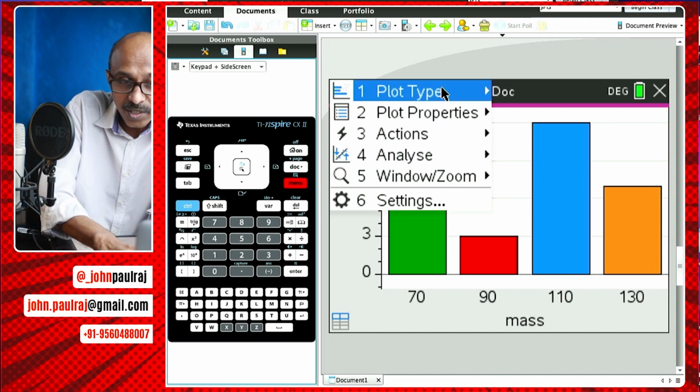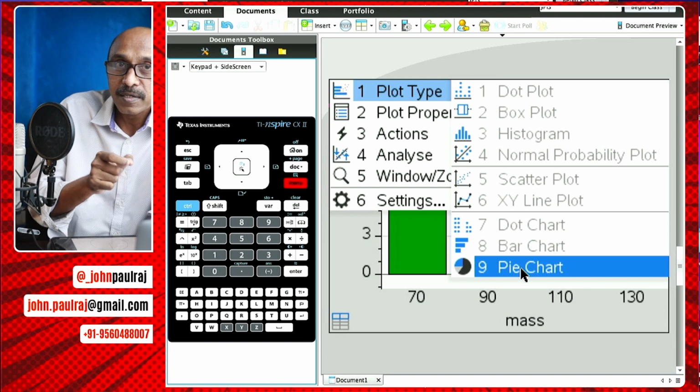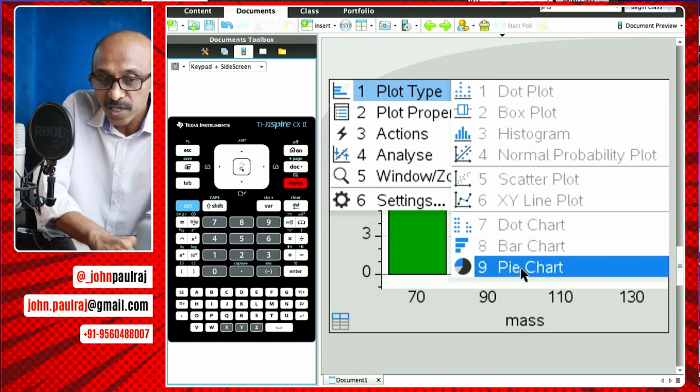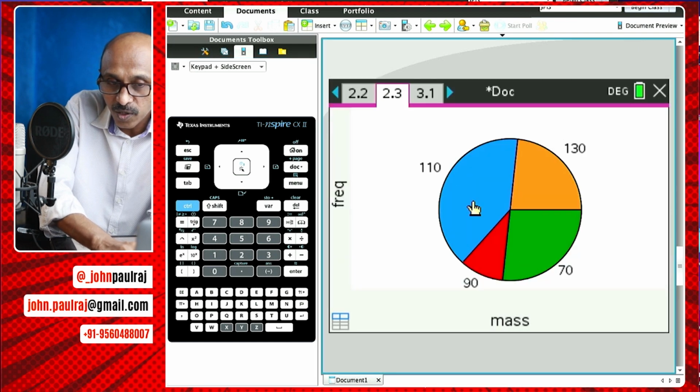So we'll go to plot type and say pie chart. Until you do that force categorical, you'll not even see this option. It'll be grayed out. Can you see the others are grayed out? Okay, this will be grayed out. So when I just click that, you got your pie chart.